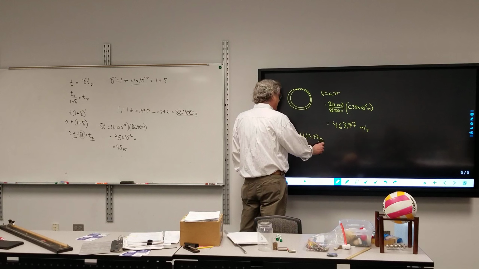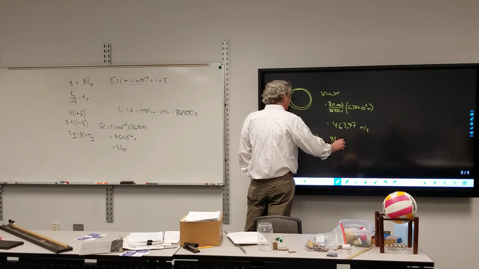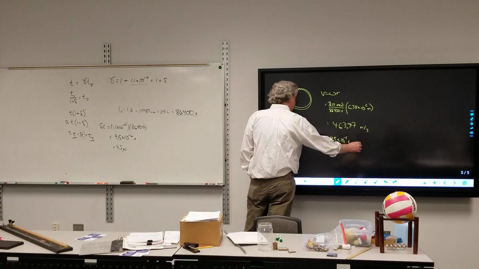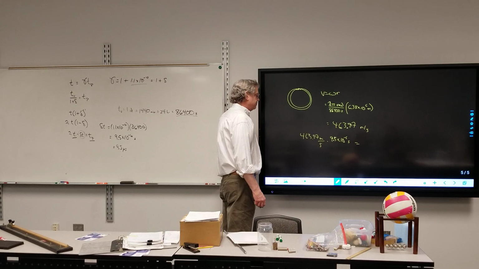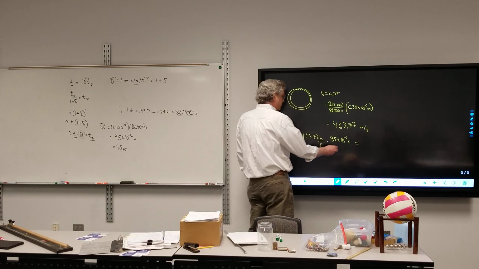So 463.97 meters per second times 9.5 times 10 to the negative 6th seconds. I guess that's seconds per day.